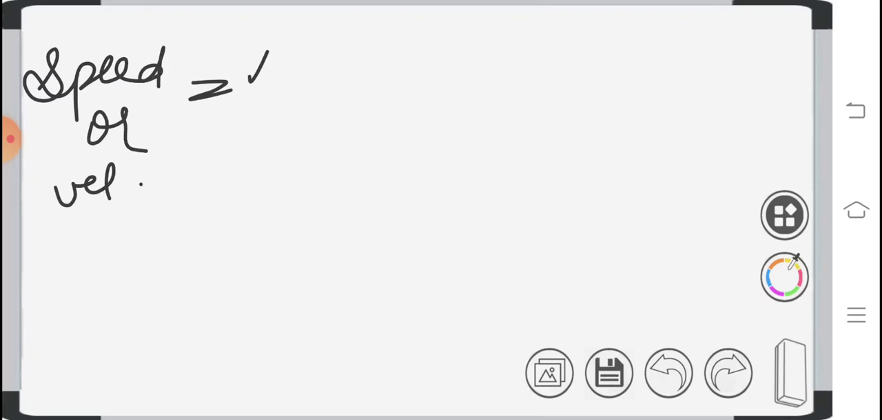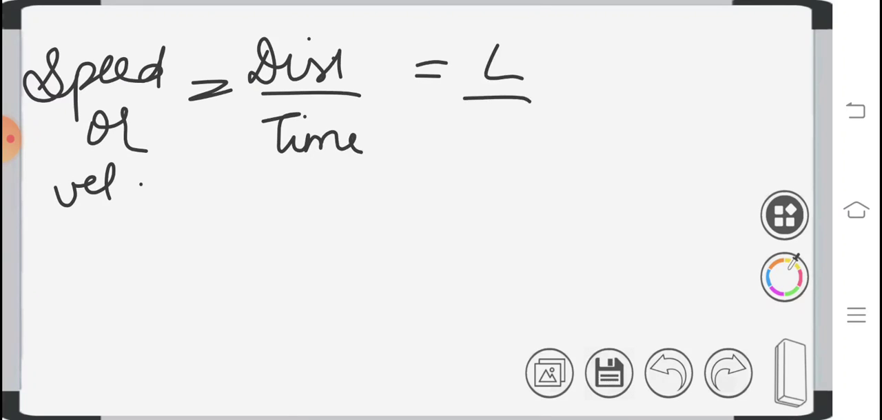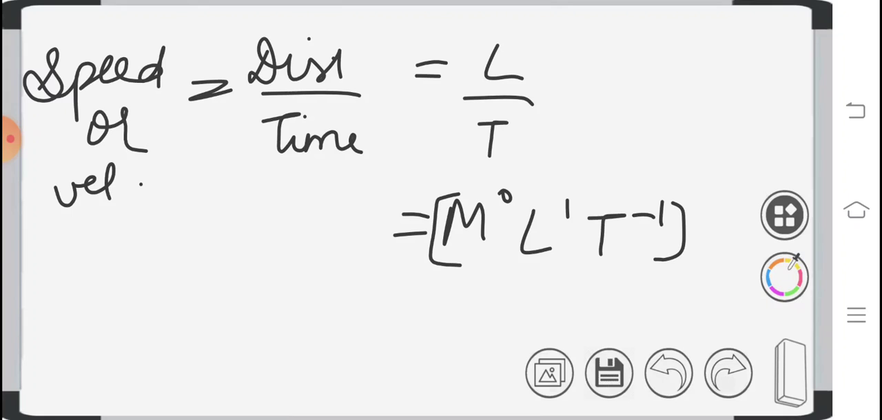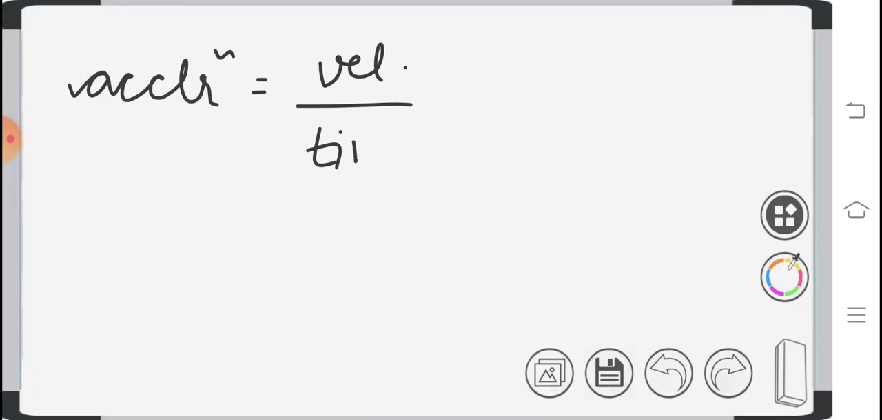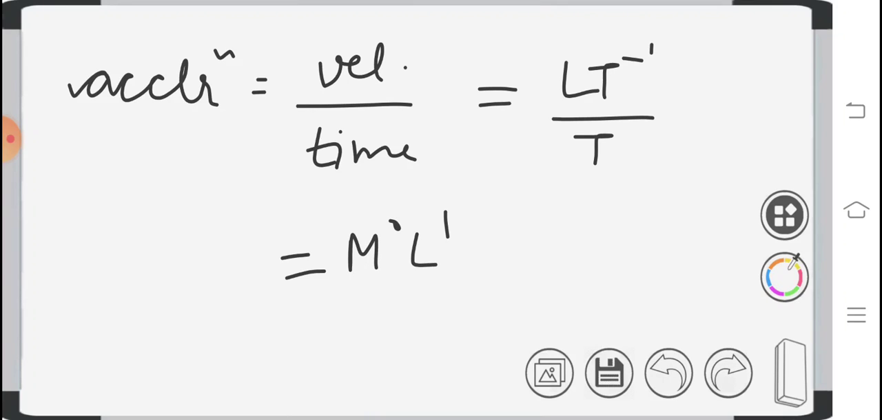We know speed is distance upon time. Distance is length L, time is T. So it will be M to the power 0, L to the power 1, T to the power minus 1. This is speed or velocity. Then acceleration is the rate of change of velocity, that is velocity by time. Velocity we have just found, L T to the power minus 1, upon time, that is M to the power 0, L to the power 1, T to the power minus 2.